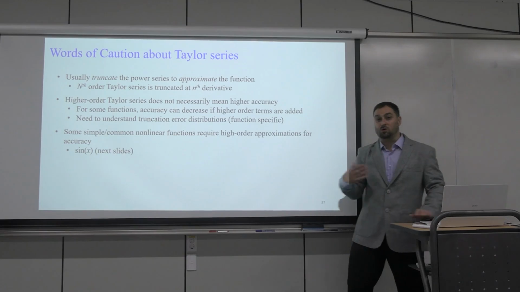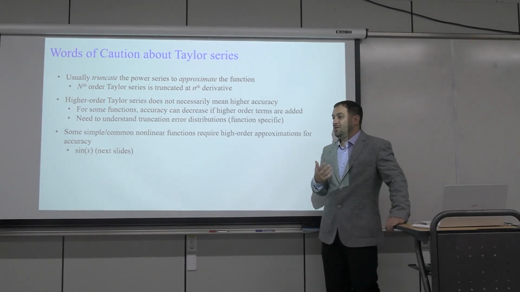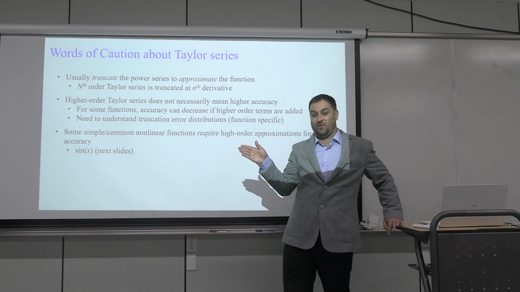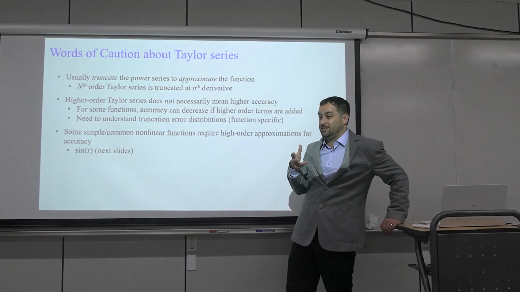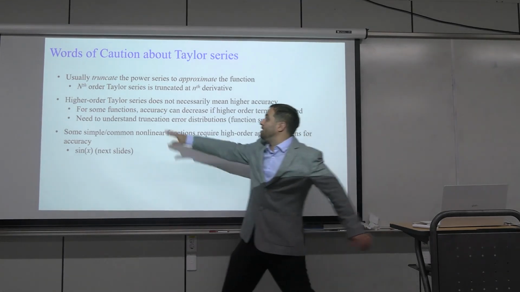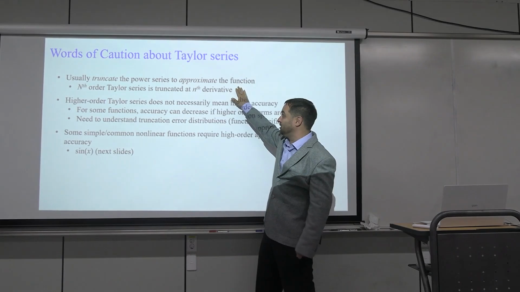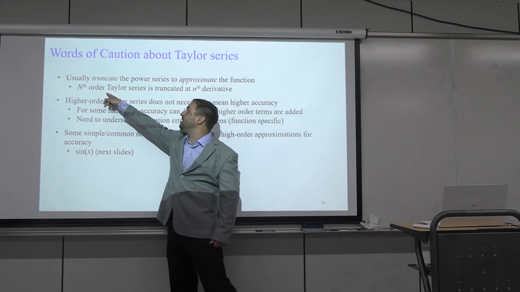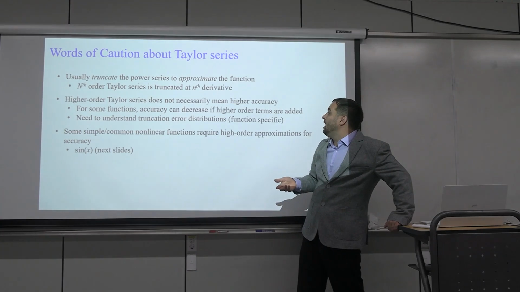But also, words of caution about the Taylor series. The true functional form is the infinite sum, but usually in practice we have to truncate the expansion. We usually truncate the power series to approximate the function. For example, the nth order Taylor series is truncated at the nth derivative.